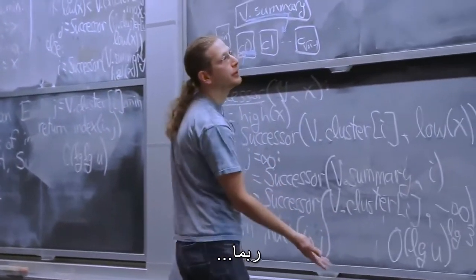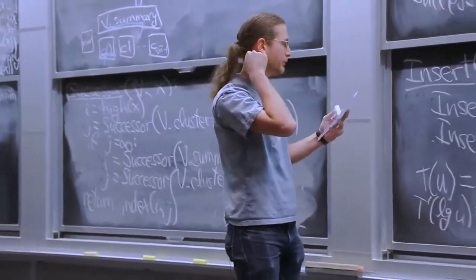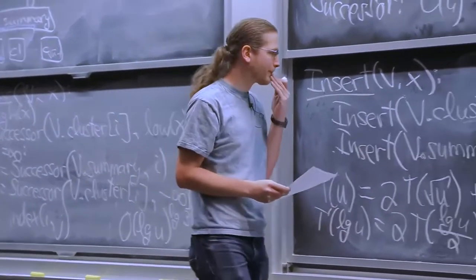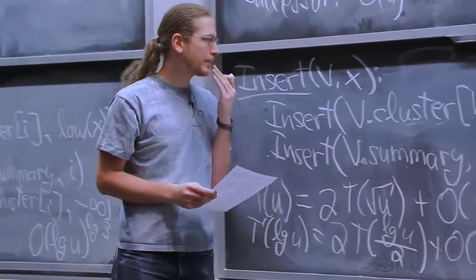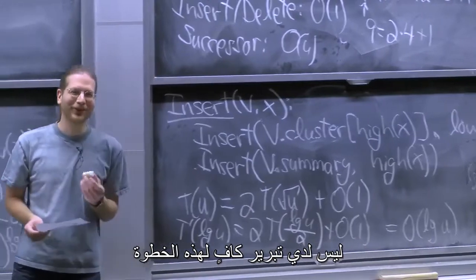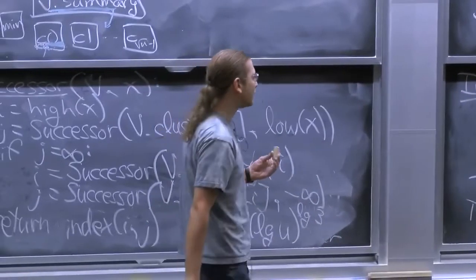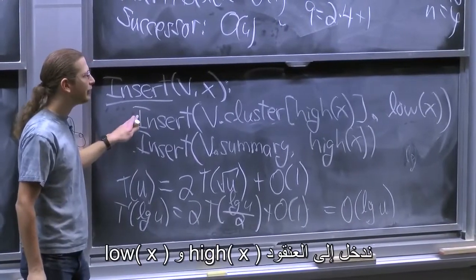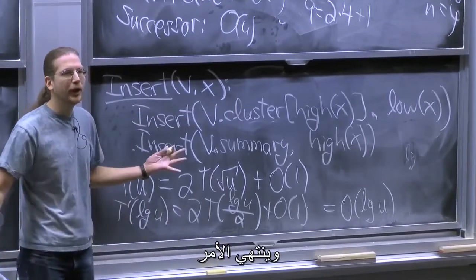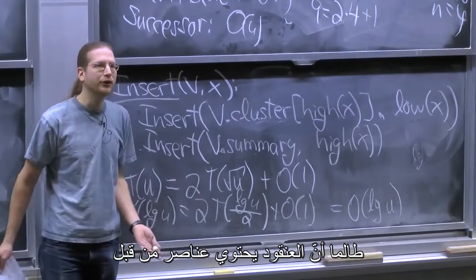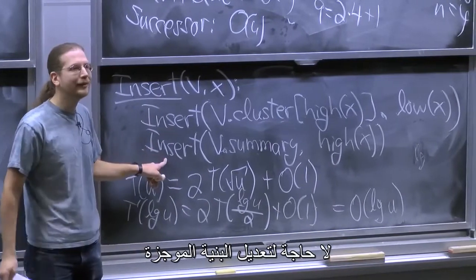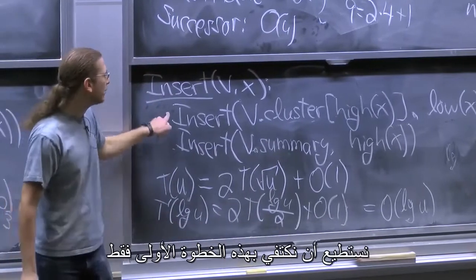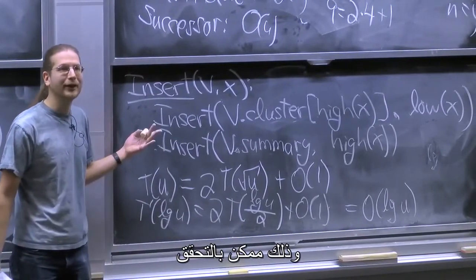Let's maybe... I don't have a great intuition for this step, I'm thinking. But again, most of the time this should be fine, right? Most of the time we insert into cluster high of x, low of x, and we're done. As long as there's something already in that cluster, we don't need to update the summary structure. As long as high of x has already been inserted into the summary structure, we can get away with just this first step. The tricky part is detecting.